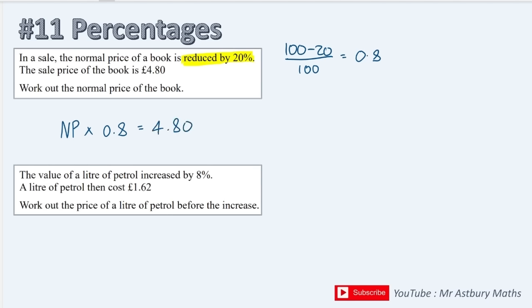So to reverse this, I will need to divide by 0.8 in order to work out the new price. So I do 4.8 divided by 0.8, and I get 6. So the normal price was £6.